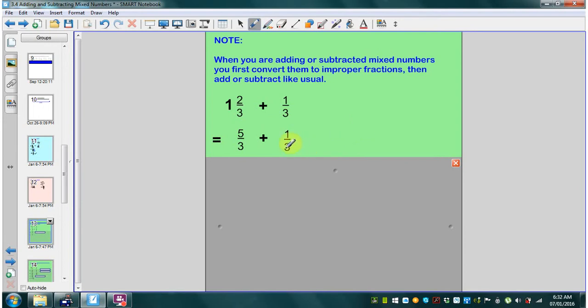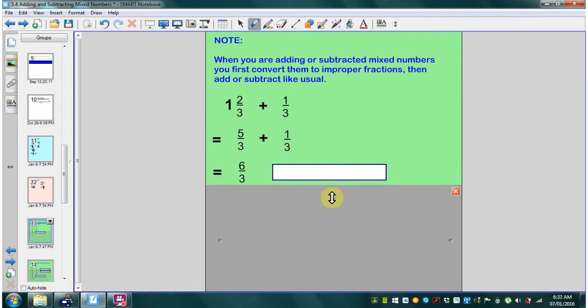Okay, now, we can't add fractions until we have a common denominator. So we look here, 3 on the bottom, 3 on the bottom. They're good to put together. We don't have to do anything else with it. So we say top plus top, 5 plus 1 is 6. And we keep our denominator on the bottom of 3.